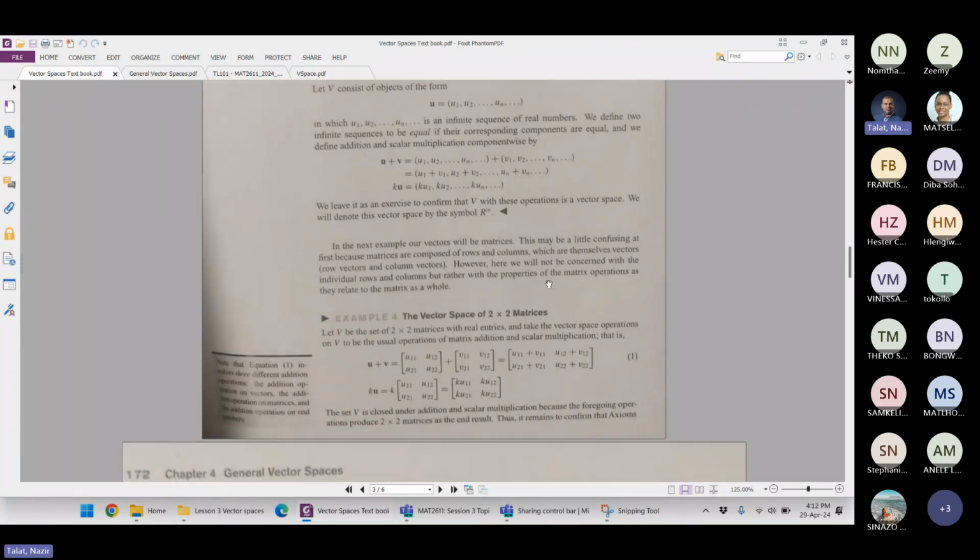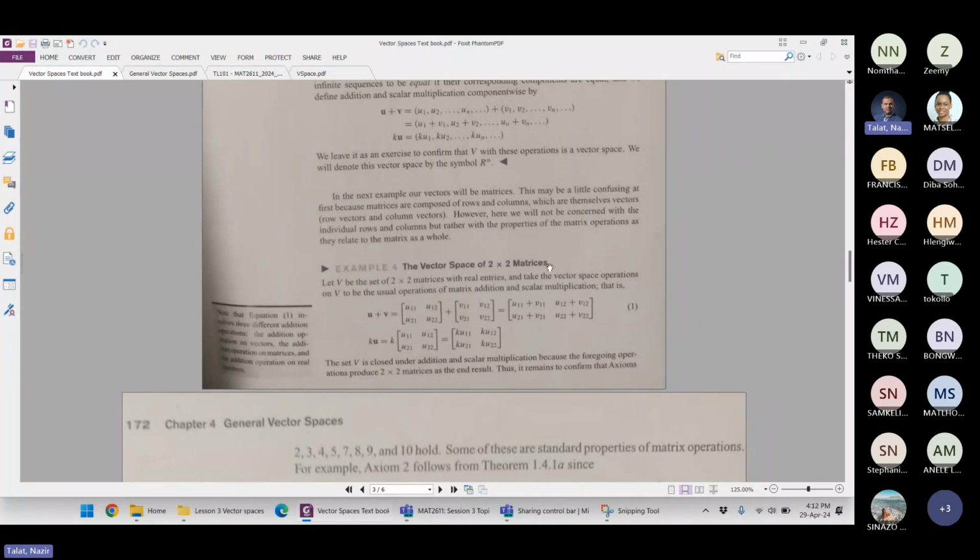The next example is the vector space of 2 cross 2 matrices. If we take the set of all 2 cross 2 matrices with real entries, all the entries are real, under this operation: if you add two matrices u plus v, where u is a 2 cross 2 matrix and v is also a 2 cross 2 matrix, the first entry is added to the first, the second to the second, the third to the third, and the fourth to the fourth. Moreover, the scalar multiplication of u is k times the matrix, where k is multiplied with each entry of the matrix.